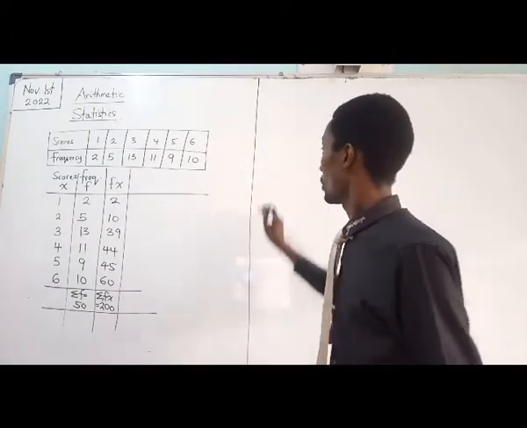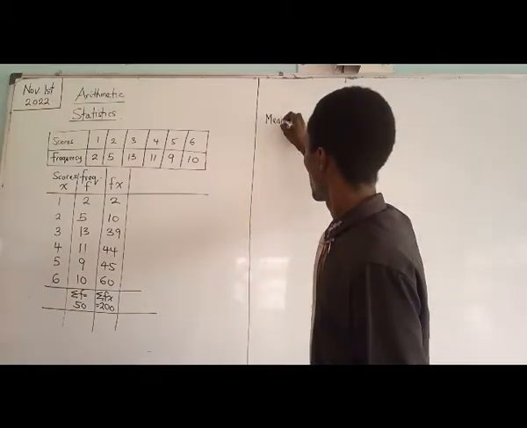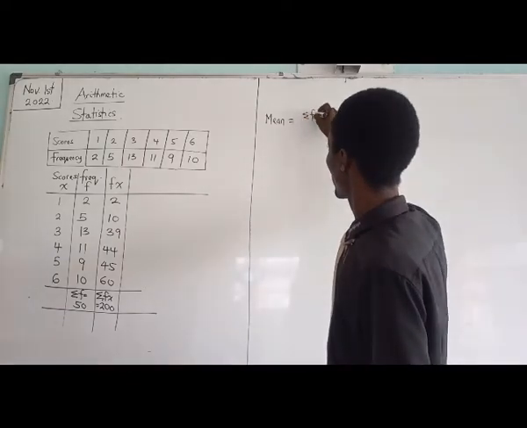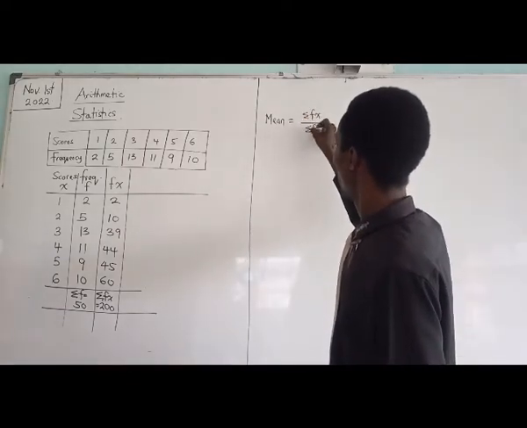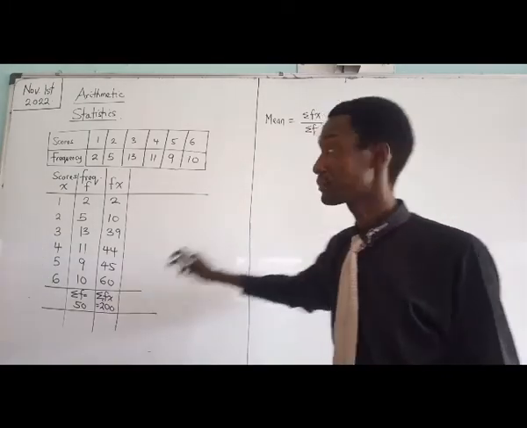Now, what is the mean? The mean is expressed as what? Summation fx over summation f. What is summation fx? It's 200.